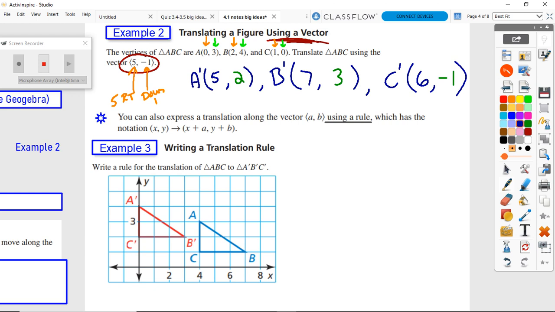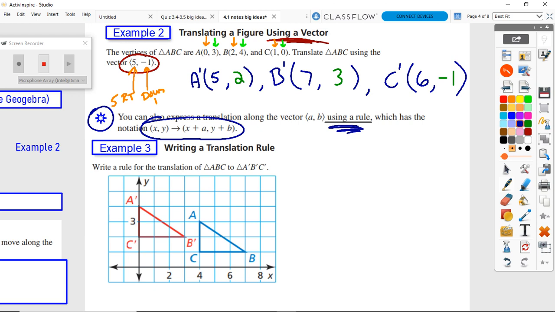All right, now, so that's component form. You can also express a translation along the vector using a rule. And the rule is a notation that looks a little something like this. Don't freak out, it really means the same thing. It's just a lot more going on. x comma y heads to x plus a comma y plus b.